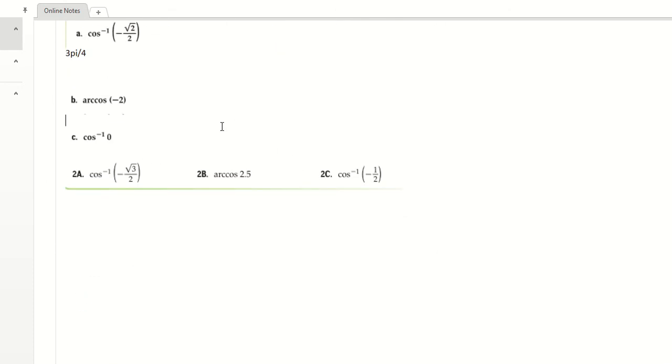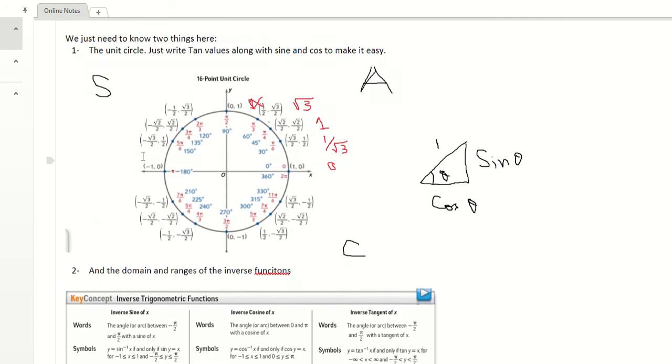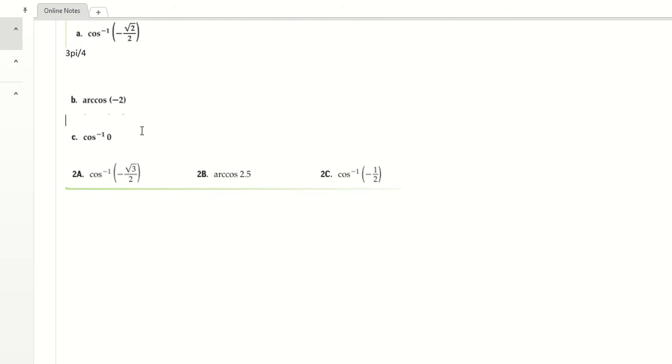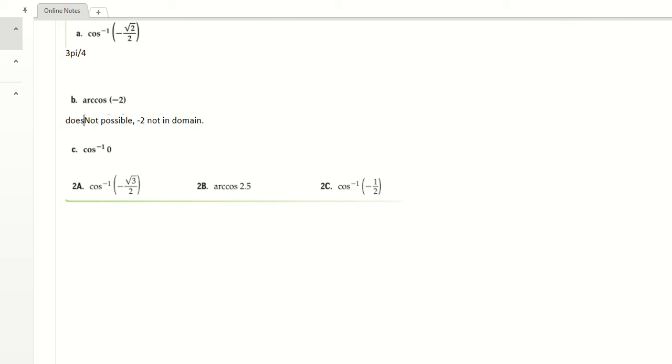Arc cos of minus 2. Oh, minus 2. Did you notice something here? The value has to be between what? Minus 1 and 1, on the x-axis for cos and sine. So it's not possible. Minus 2 is not in the domain, or we should say it does not exist.